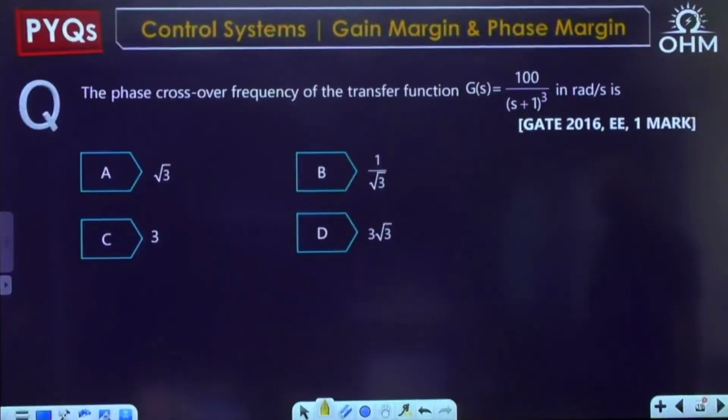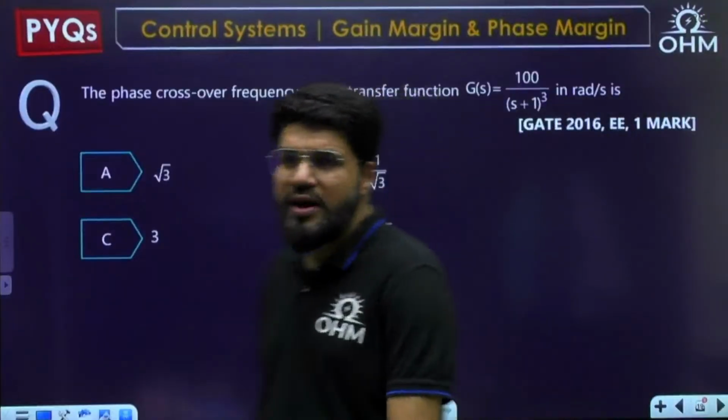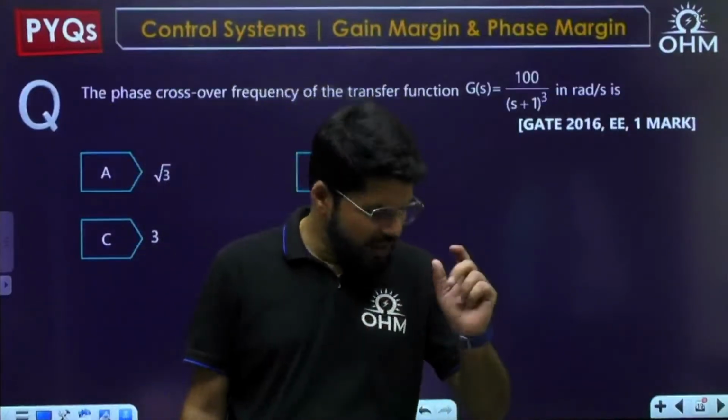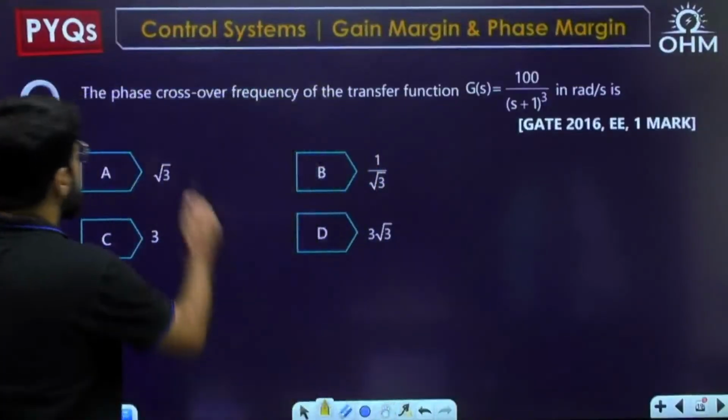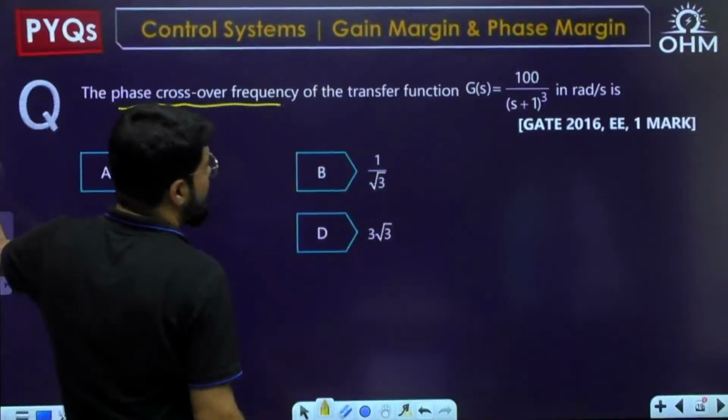Now, a straightforward 1 mark EE question, only on phase crossover frequency. You don't have to draw any table or any diagram, any Nyquist plot. You can find it directly by the formula. What happens at the phase crossover frequency?